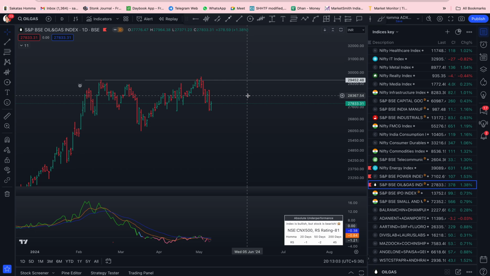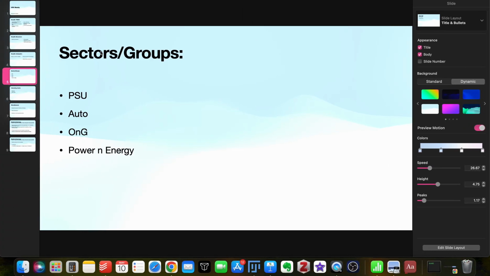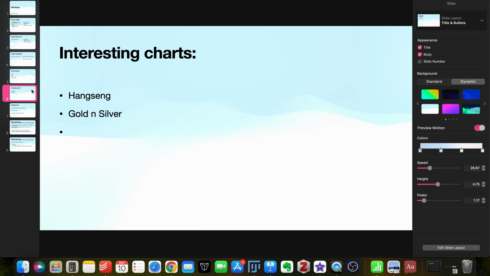Now, again, you don't have to trade breakouts. You can also trade the pullback setups, pullback confirmations, when this guy is sort of reversing from this little pullback. So different kinds of entry techniques, right? Those were my thoughts on sectors and groups.